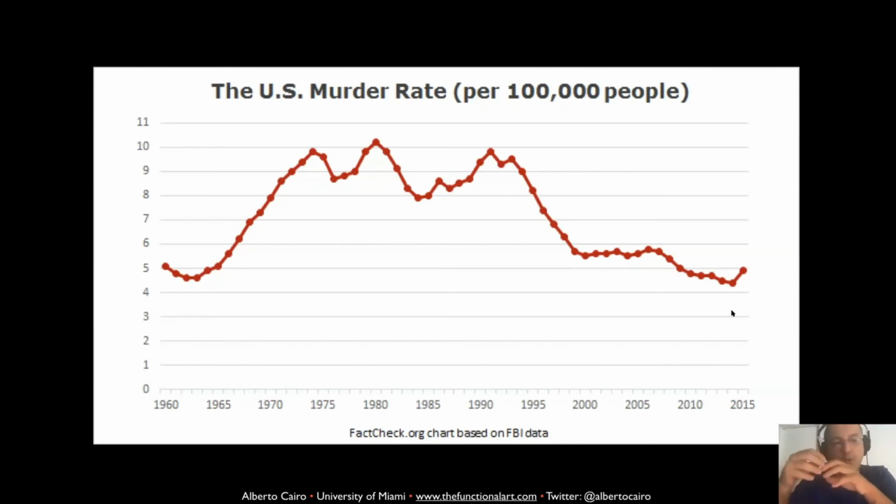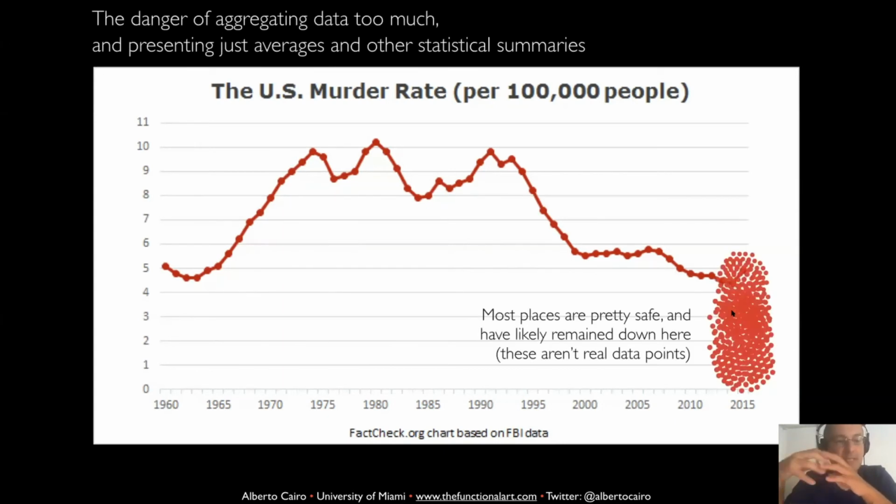If you could plot the murder rate per 1,000 or per 100,000 people in most places in the United States, on the y-axis, most places will be down there, around the national rate, or below the national rate. And only a few of them will be above that, right? But not many.